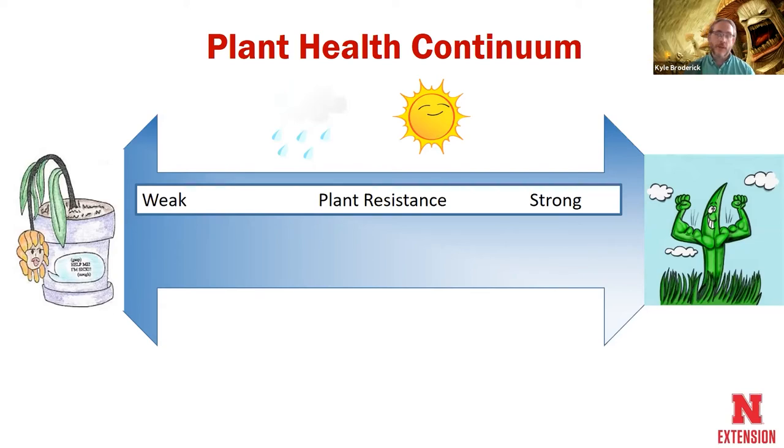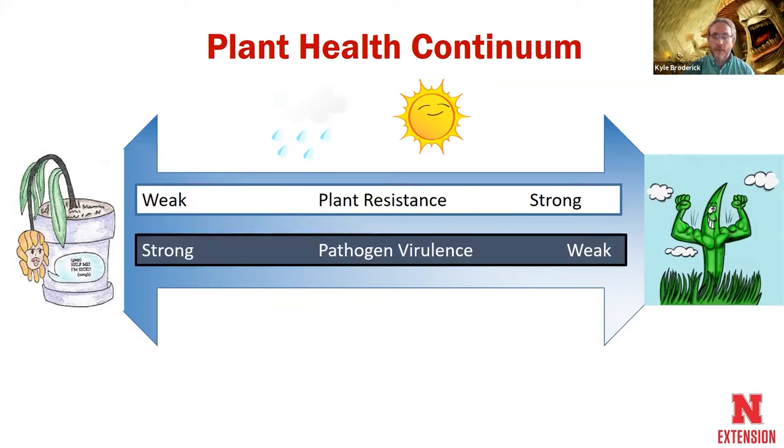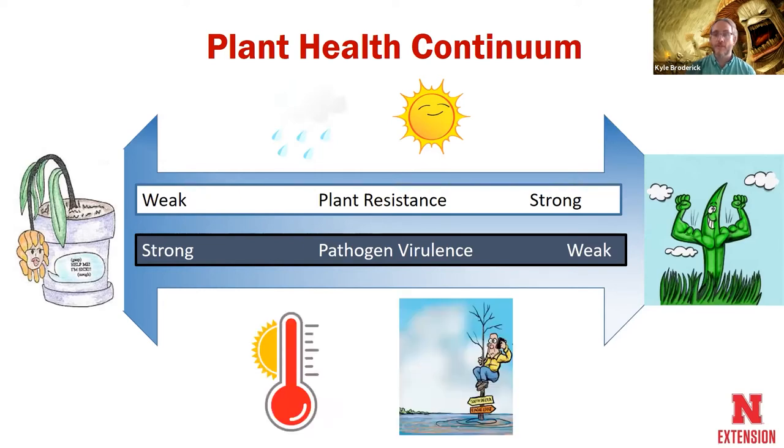So whenever you hear us talking about increasing overall plant vigor, that's no different than us having a big cup of OJ when you have a cold, trying to get that vitamin C to really boost the immune system. Now, at the same time, we have our pathogens, and the pathogen virulence, or how able are they to cause infection? The weaker the plant is, the easier it is for pathogens to cause infection. Meanwhile, if we have a strong, healthy, vigorous growing plant, it's going to be much more difficult for those pathogens to cause infection.